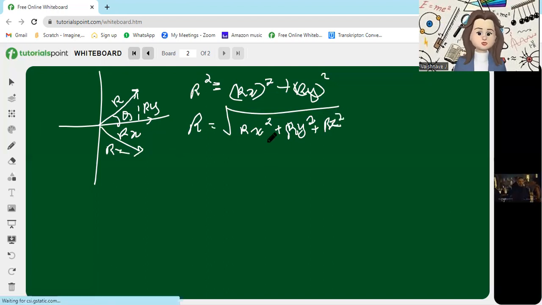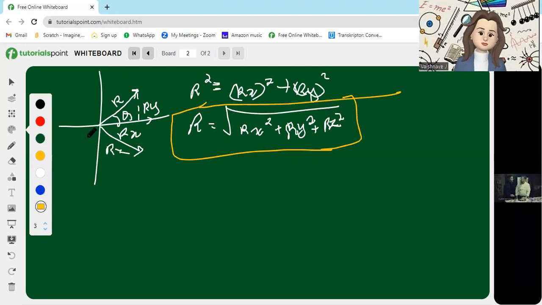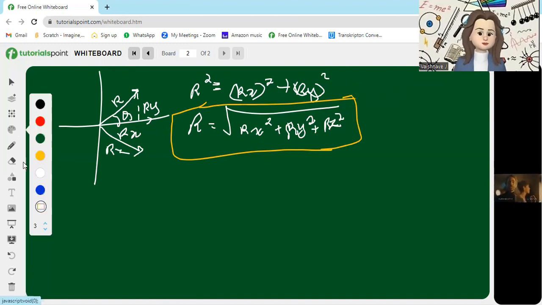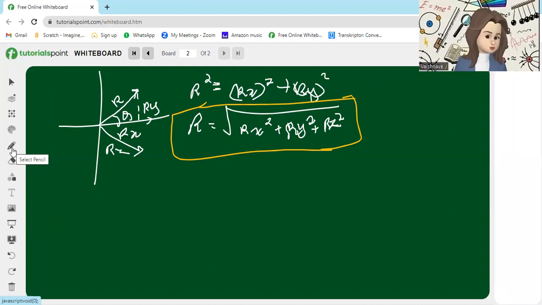Clear? We'll solve a few problems based on this also. The formula. Remember the slide. This slide is very important. I hope we are clear with how you got this. We'll solve a few problems based on this.